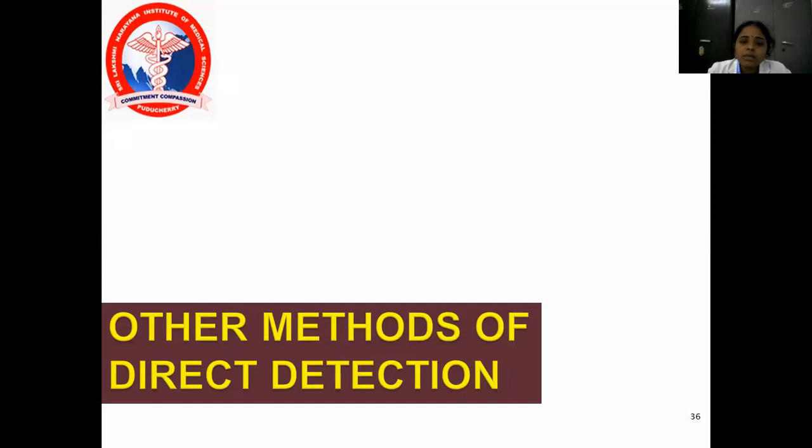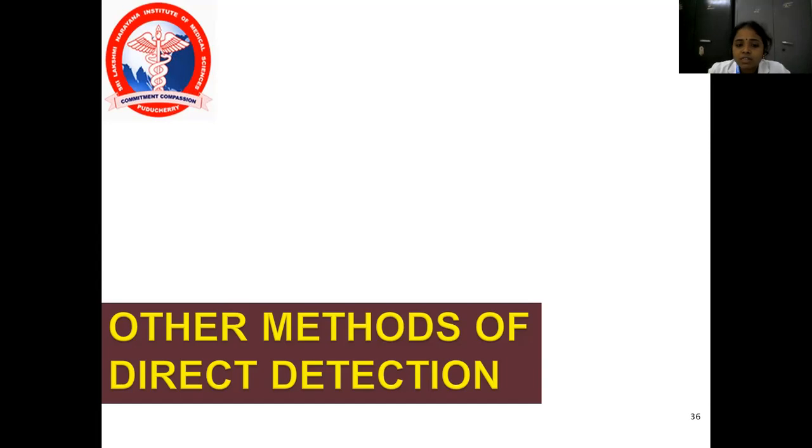So what are the other methods of direct detection? What we have finished so far is specimen collection. In direct detection, we saw staining techniques: basic staining, negative staining, and then in differential staining we saw three stains. Examples of differential staining are Gram staining, acid-fast staining, and Albert staining.